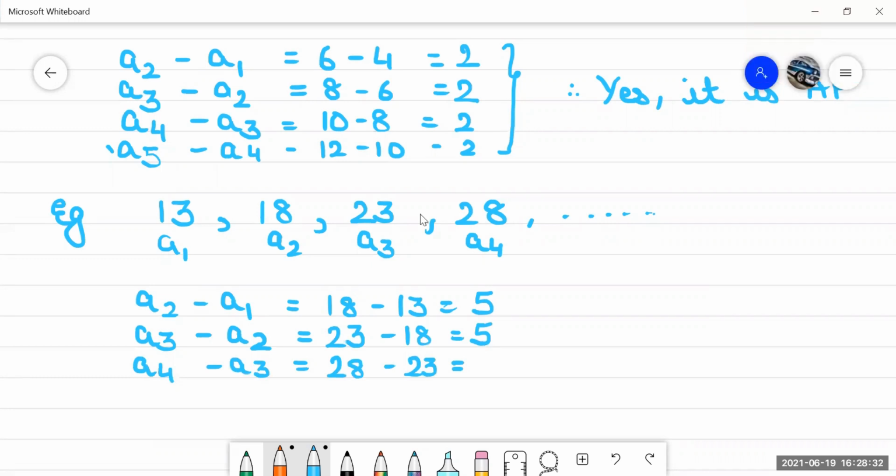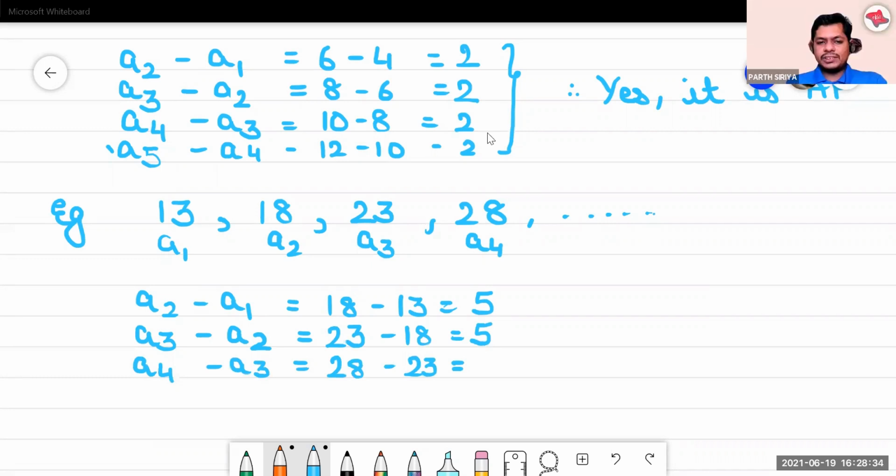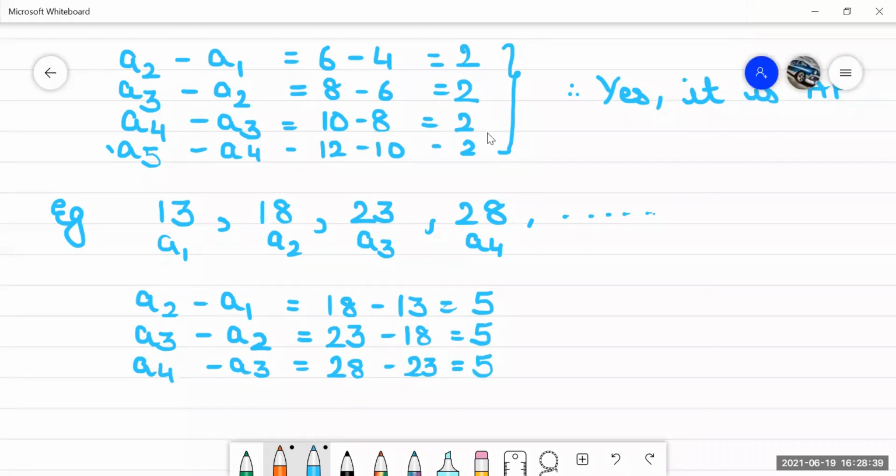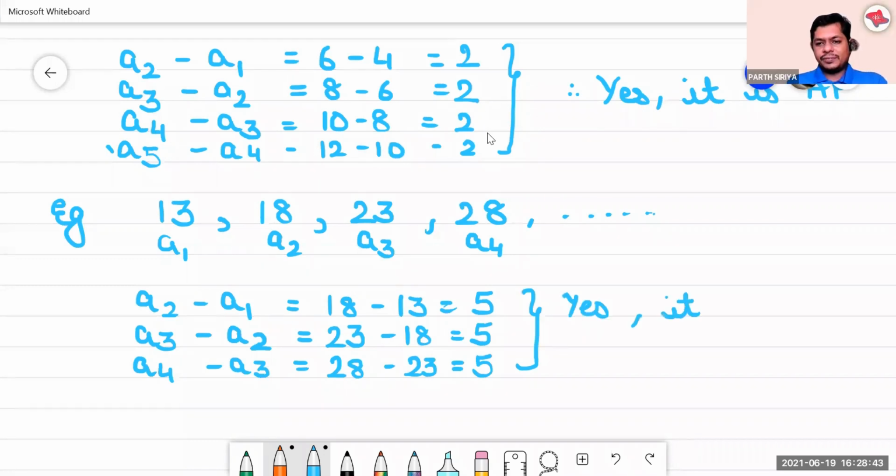What is the answer for the difference of these two numbers? 5. So is it an AP? Yes, it is, sir. AP. Correct. Fine. Let's move on to one more example to understand it better.